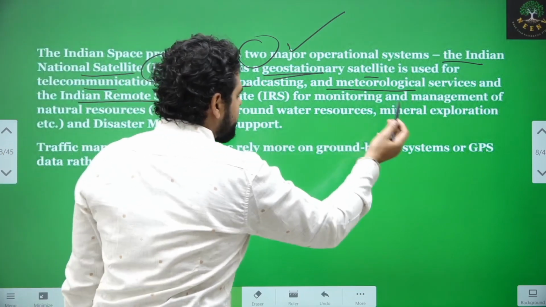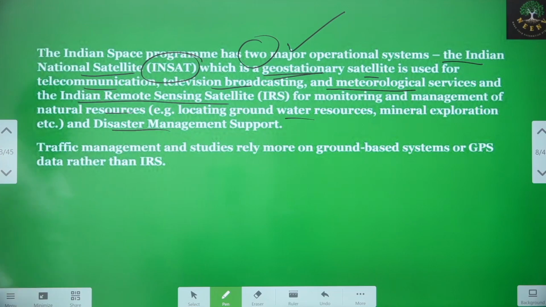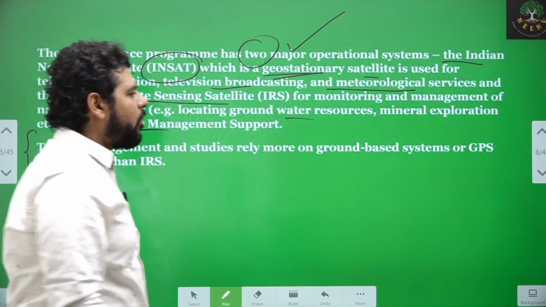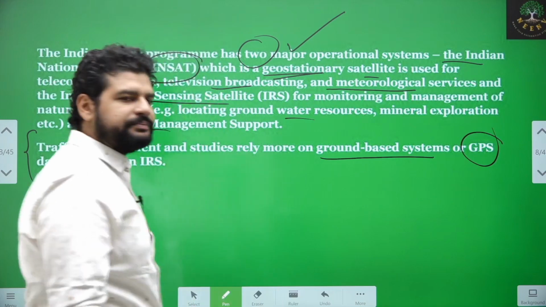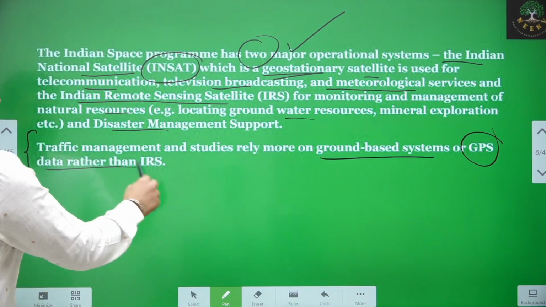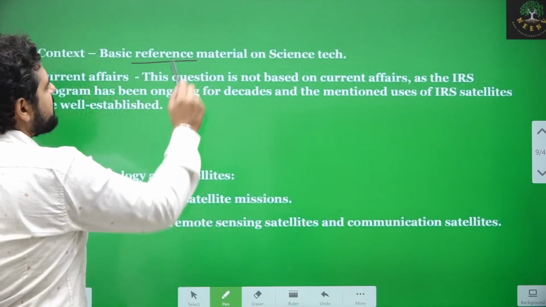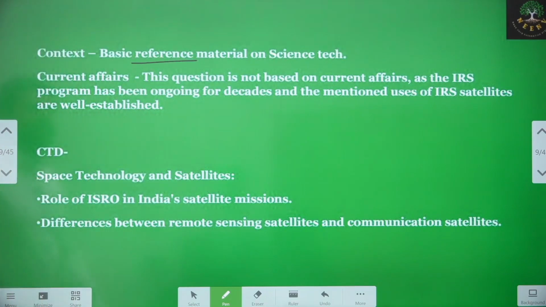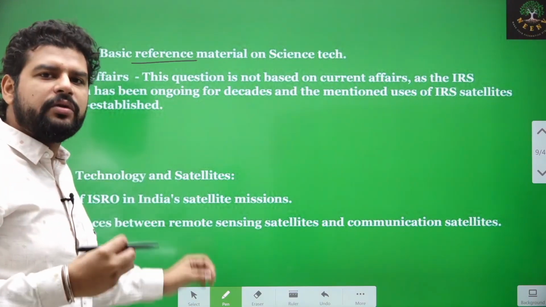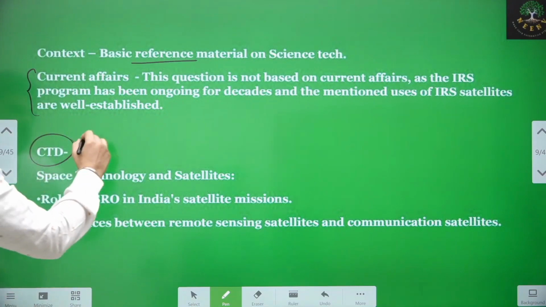So IRS, I've already explained: monitoring and management of resources, groundwater resources, mineral exploration and disaster management. Now, one option was traffic management. Traffic management studies rely more on ground-based systems or GPS, right? We'll discuss GPS later in another video on PYQs. So it's not relying on IRS, hence it is not correct. This is a basic reference material, and not exactly based on current affairs, because this is a basic thing which you read while you're studying ISRO and its satellites, right?